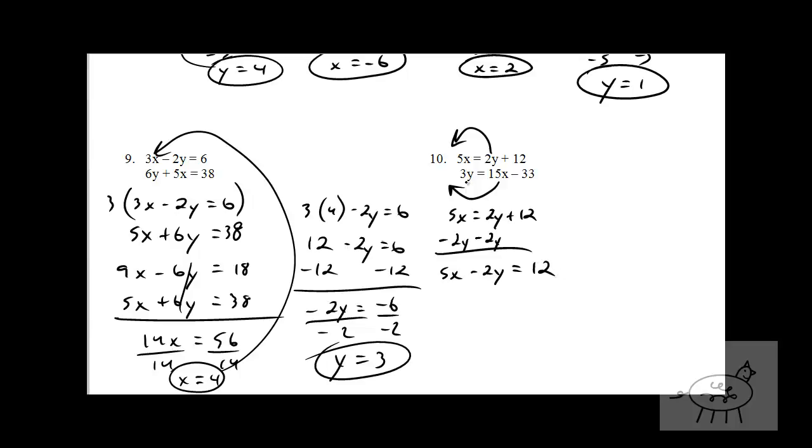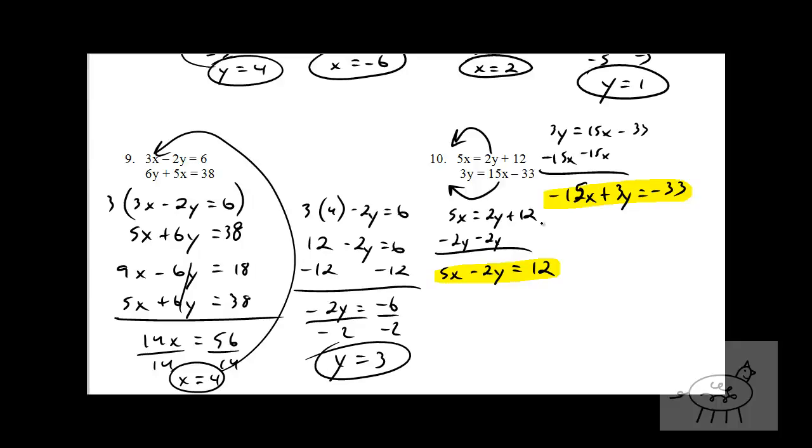And then for the second equation, let me just kind of write it up here. 3y equals 15x minus 33. I'm going to subtract 15x from both sides. And that gives me negative 15x plus 3y equals negative 33. So now I have two equations here, guys. It's this one and this one. And just because I'm lacking a little room here, what do you want to eliminate?